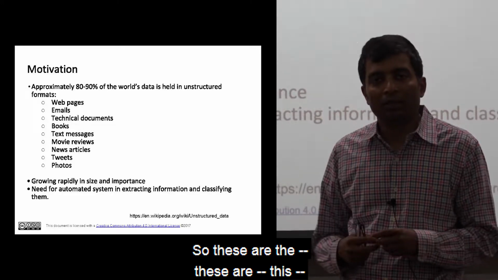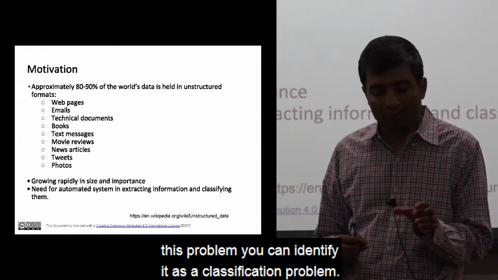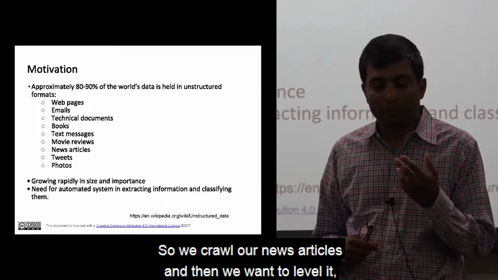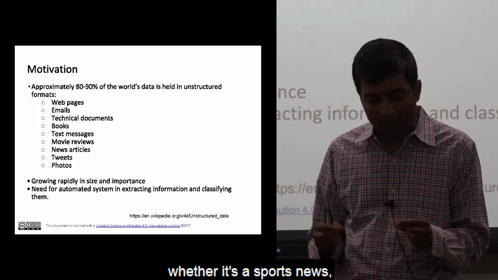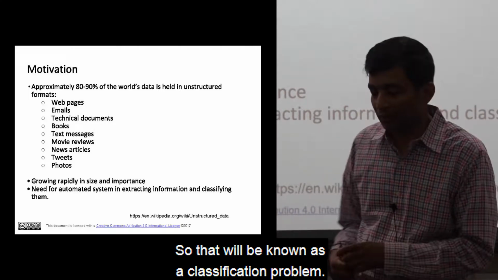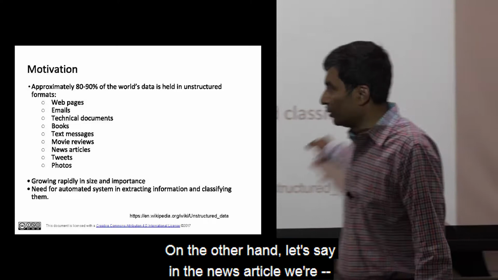This problem you can identify as a classification problem. We crawl news articles and then we want to label them, whether it's sports news, whether it's financial news, something like this. So that will be known as a classification problem.